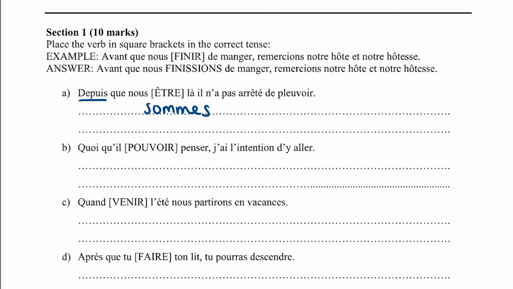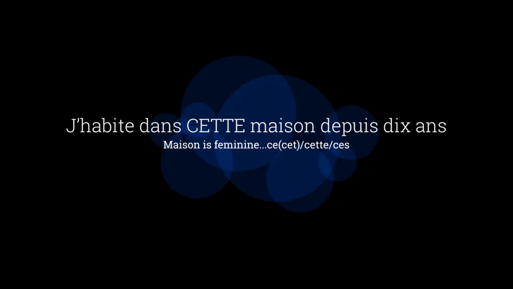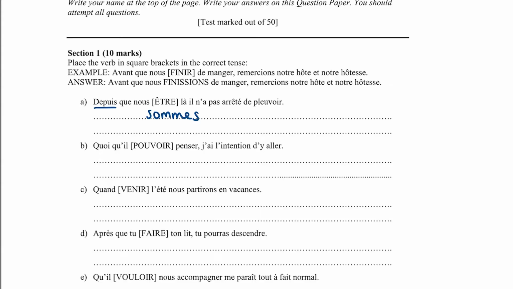The reason for that is it's a present time, it's still ongoing. You'd say, for example, j'habite dans cette maison depuis 10 ans, and that j'habite is a present tense because it's present time, still ongoing.